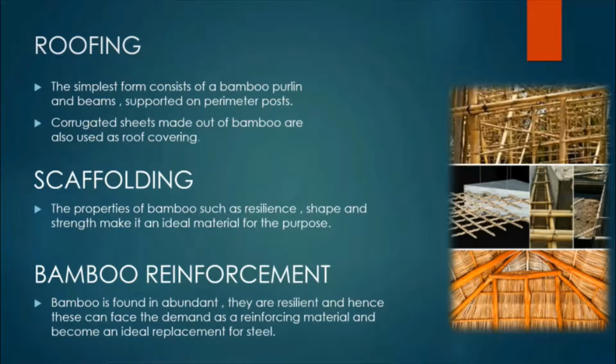Bamboo reinforcement. Bamboo is found in abundance. It is resilient and hence can meet the demand as a reinforcing material and become an ideal replacement for steel. A new method has been developed for incorporating bamboo into reinforced concrete, making it a more effective replacement material for steel when it comes to shoring up structural strength. When compared to steel, the strength of bamboo is greater, bamboo is easily accessible, the cost of construction is less, and bamboo can crack and deflect more than steel reinforcement.